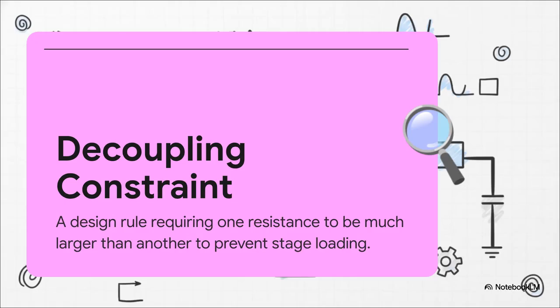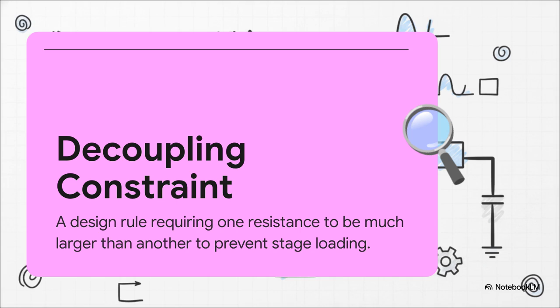Now, before we look at the final parameters for that PI controller, I want to give your brain a quick breather from the dense math. We need to explicitly define an essential engineering rule that you just saw hinted at. It's called the decoupling constraint, or sometimes the isolation constraint. This is a non-negotiable, strict design rule that requires one resistance to be significantly larger than another, for instance R being much, much greater than R1.